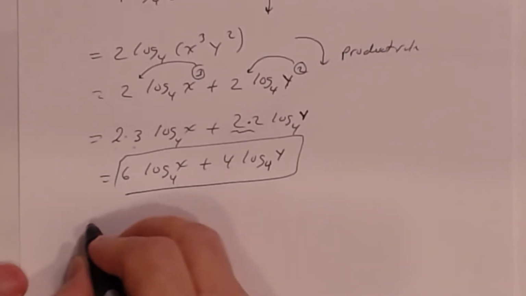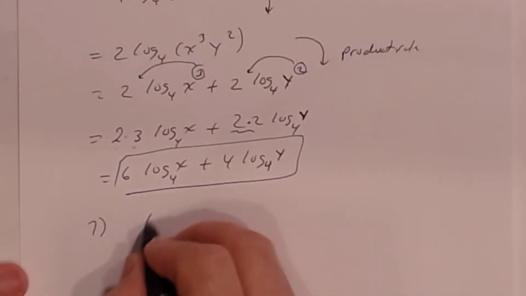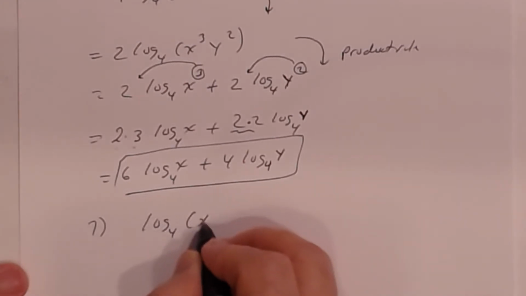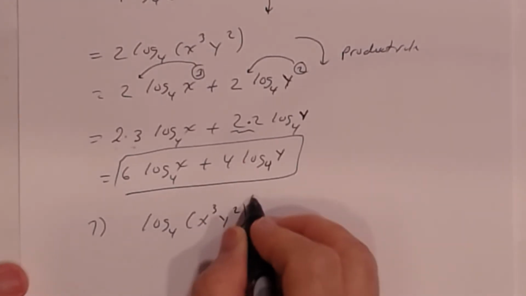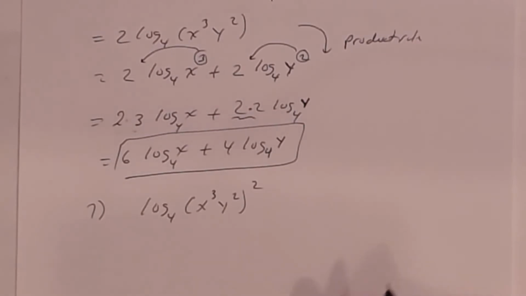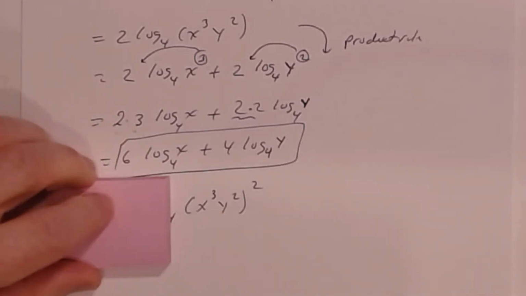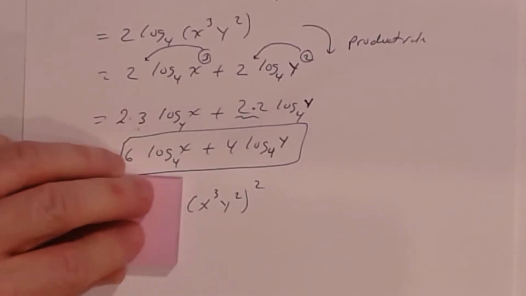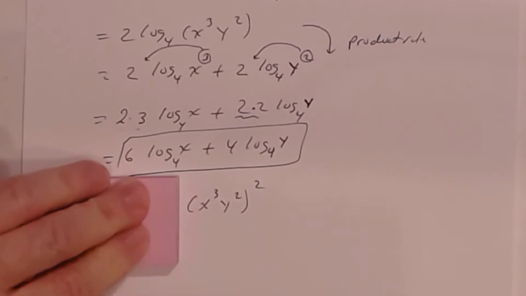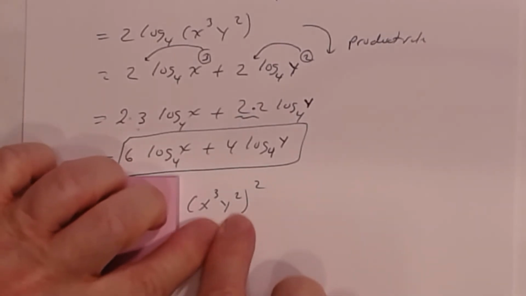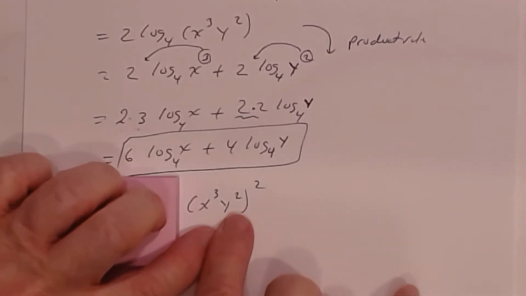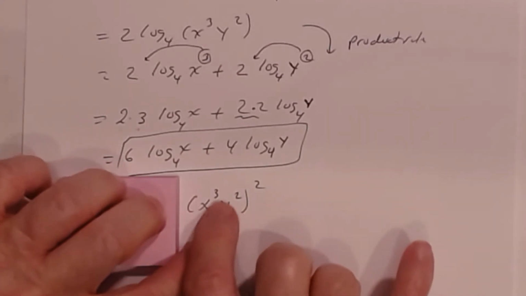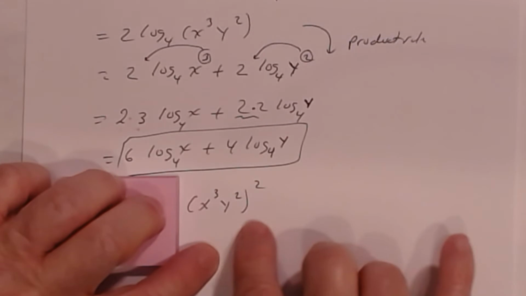Now I want to remind you about number 7. We're going to do number 7 again. So log base 4 of x cubed y squared, squared. Another way you could have done this is this way. So I'm going to cover the log expression right here, the symbol log. And I want to remind you about this from a previous course. Do you remember that when you have these variables raised to an exponent and it's also raised to another exponent?